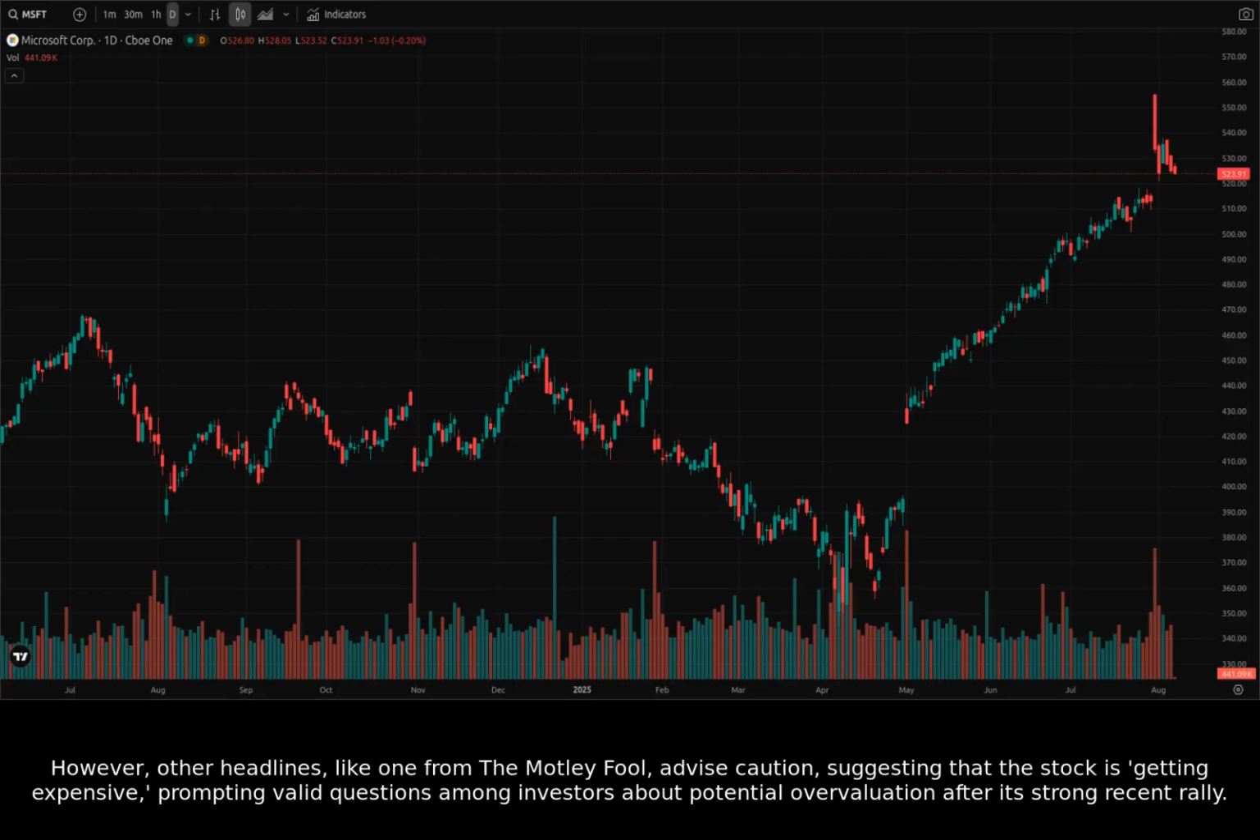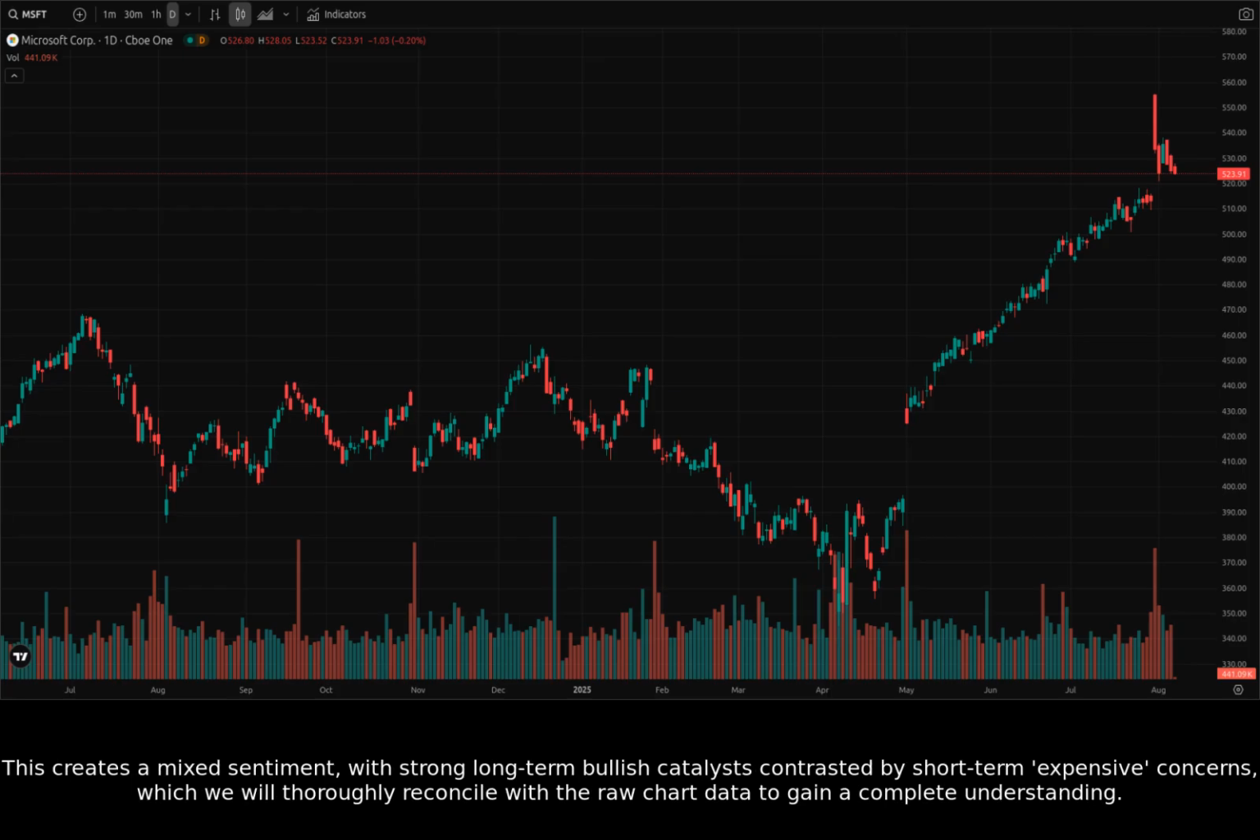However, other headlines, like one from the Motley Fool, advise caution, suggesting that the stock is getting expensive, prompting valid questions among investors about potential overvaluation after its strong recent rally. This creates a mixed sentiment, with strong long-term bullish catalysts contrasted by short-term, expensive concerns, which we will thoroughly reconcile with the raw chart data to gain a complete understanding.